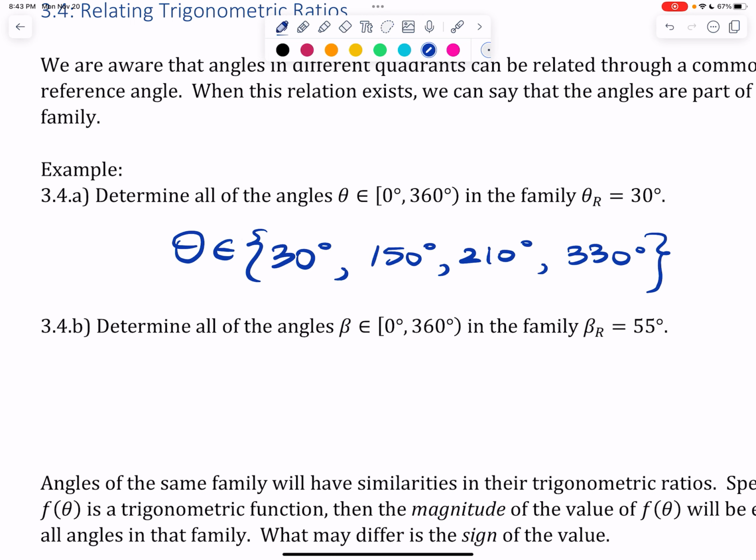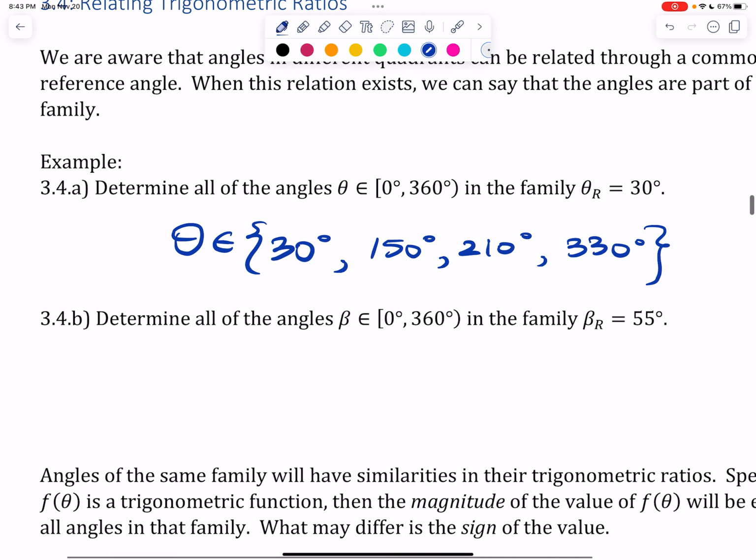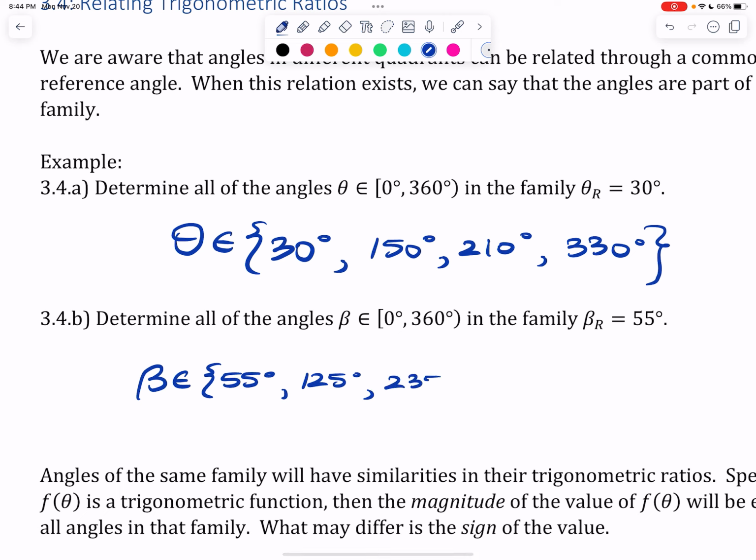Anyways, in the next example, angle is beta, and beta is 55 degrees away from an x-axis. So that tells us that it could be straight up 55 degrees, that's 55 away from 0. We could be 55 away from 180, so that would be 125 or 235. And we could also be 55 away from 360, which brings us to 305 degrees.